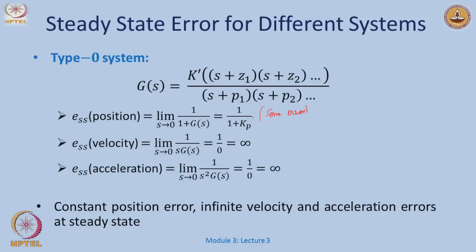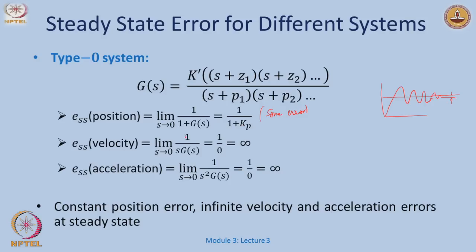It can track a position signal. For example, this is my position signal. The response could be something like this, and maybe it will go and then there will be some error. So, there will be some steady state error here, if I am just tracking this step.